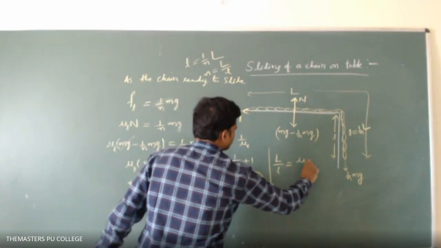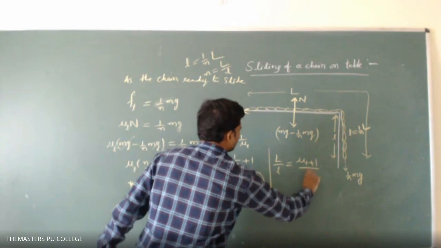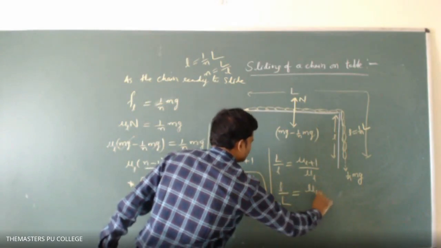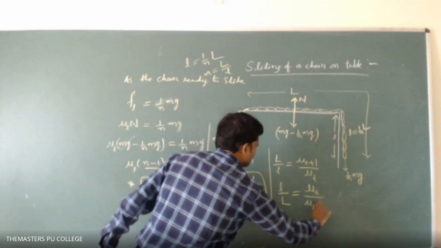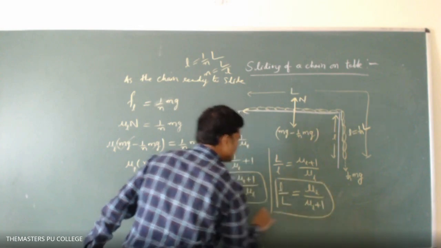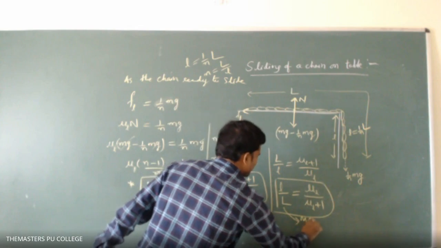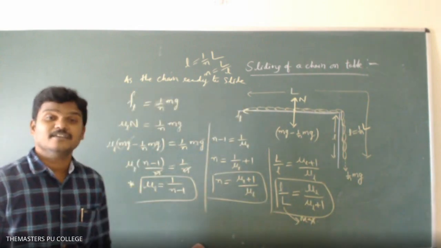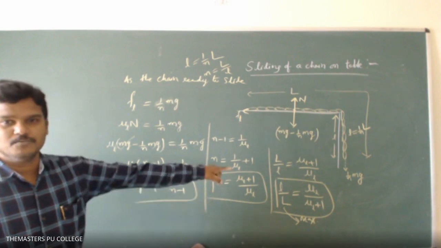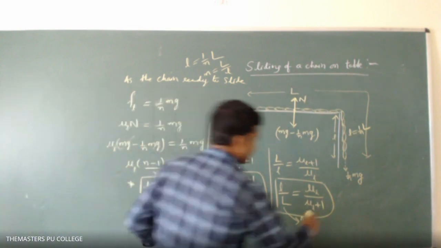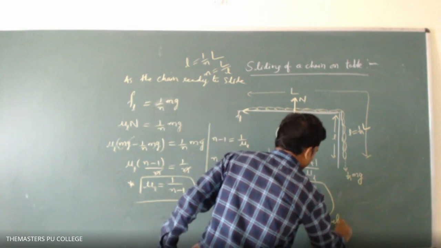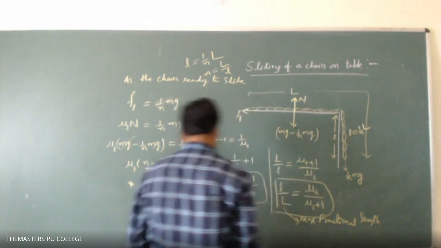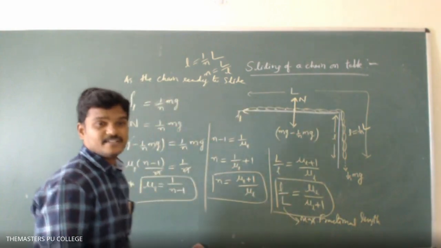We can write it as mu L plus 1 by mu L. Small l by capital L, we can write it as mu L by mu L plus 1. This small l by capital L, we can call it the maximum fractional length when the chain is ready to slide. So keep the formula. What is the last one? Maximum fractional length of the chain when the chain is ready to slide.